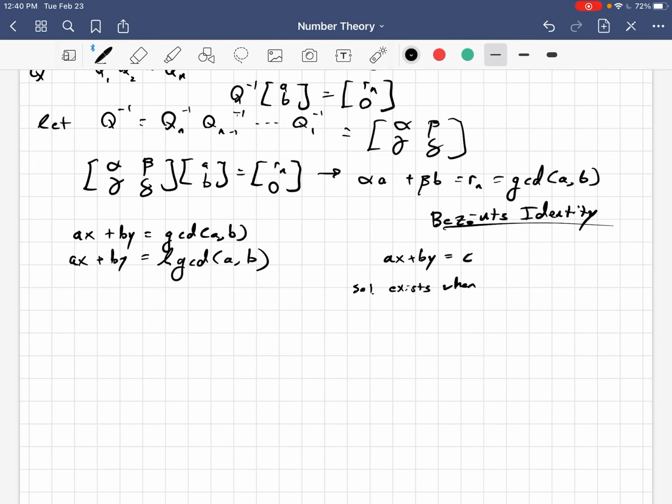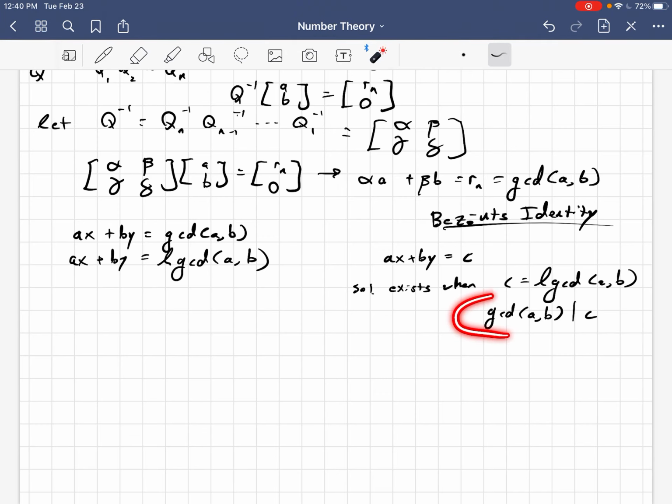when the greatest common divisor, when C is a scalar multiple, when C is equal to L times the GCD of A and B, or in other words, the GCD of A and B divides C. So we have a solution existent when that's the case.